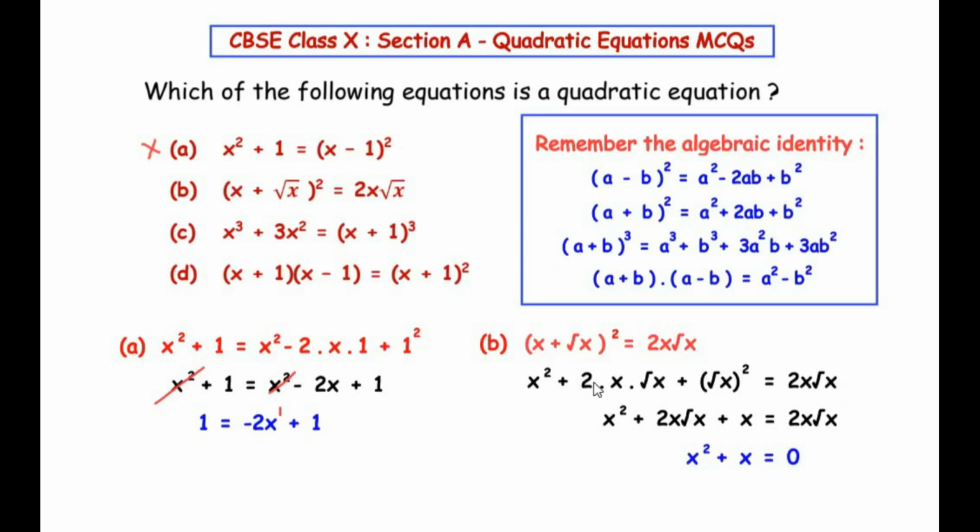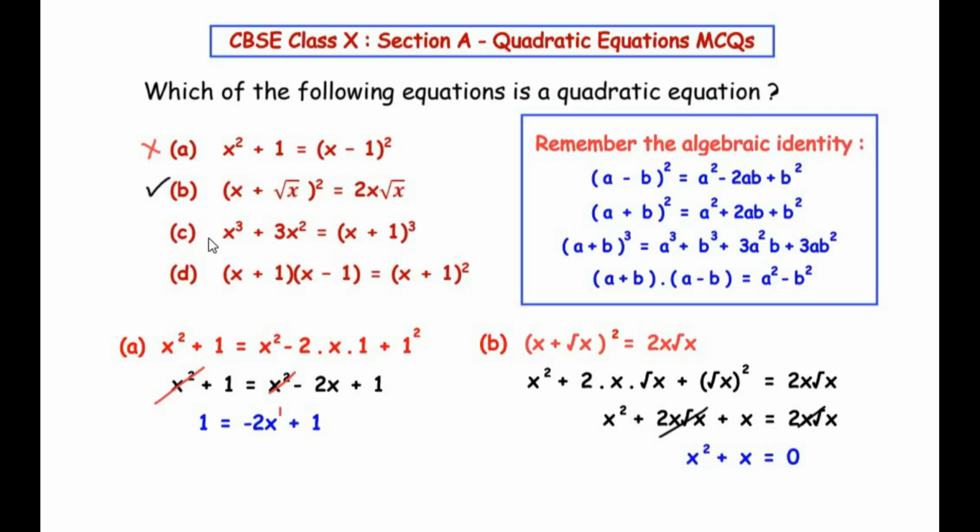Now let us simplify the left hand side. We get x square plus 2x root x plus, now the square of the square root disappears, giving us x, is equal to 2x root x. Now we can see that 2x root x cancels from both sides of the equal to sign, simplifying this equation as x square plus x equal to 0. Since the highest power of x here is 2, this is going to be our correct option, that is option B, which represents the quadratic equation.